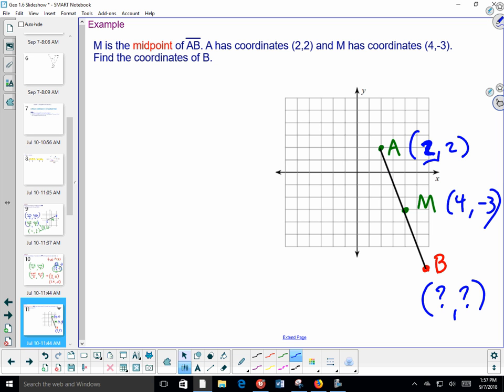So how did the X change? It went from 2 to 4. So what did we do? Add 2. So we want to do the same thing. So what should the X coordinate be? 6. So this is going to be 6, something.